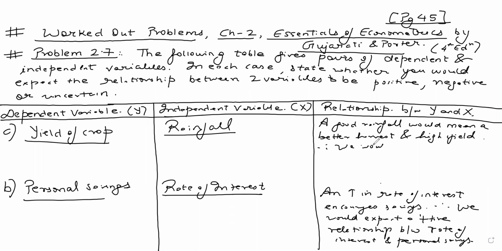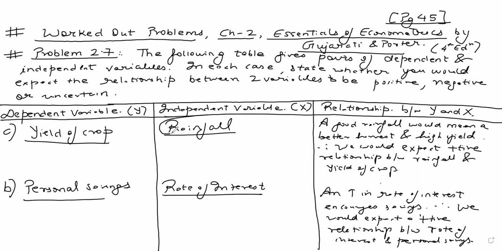Therefore, we would expect a positive relationship. We would expect a positive relationship between rainfall and yield of the crop.